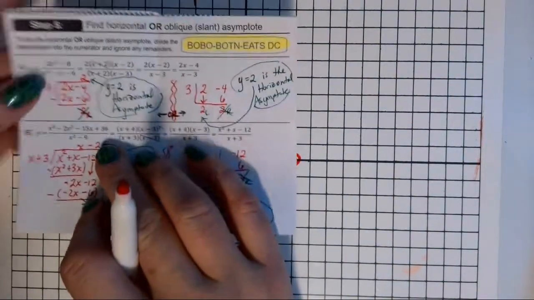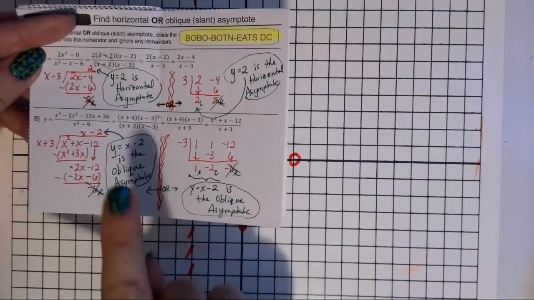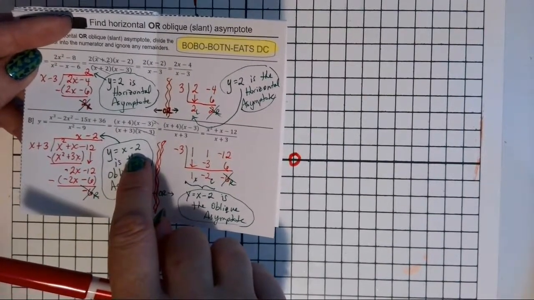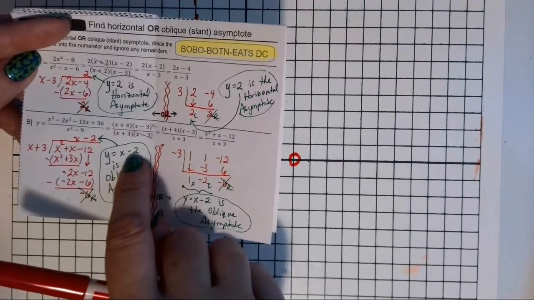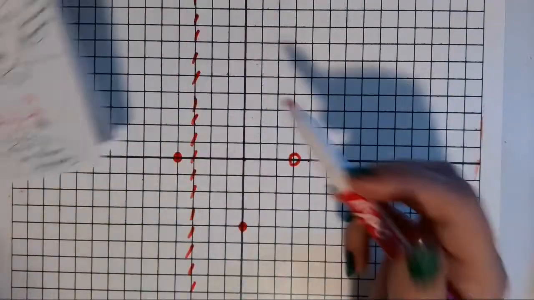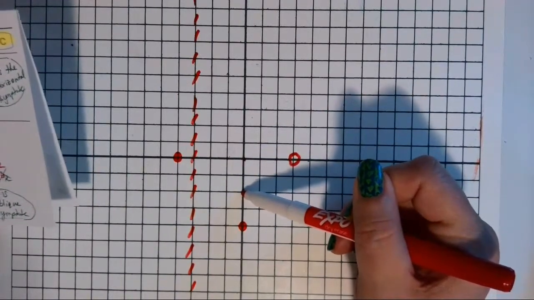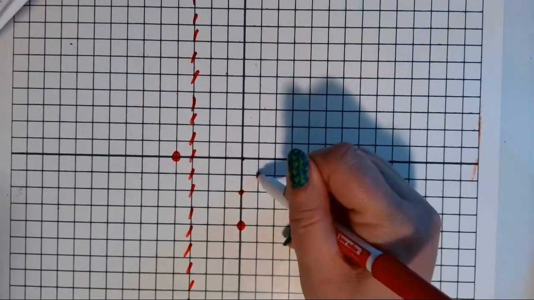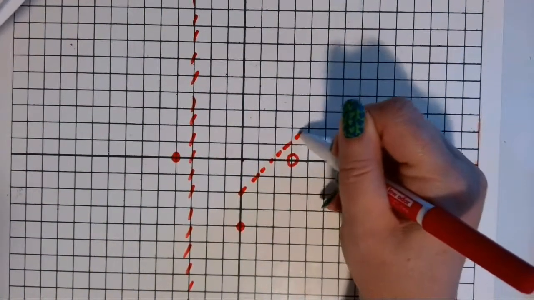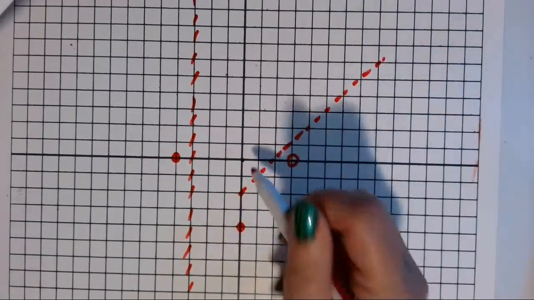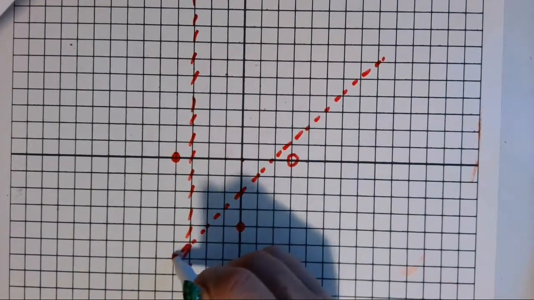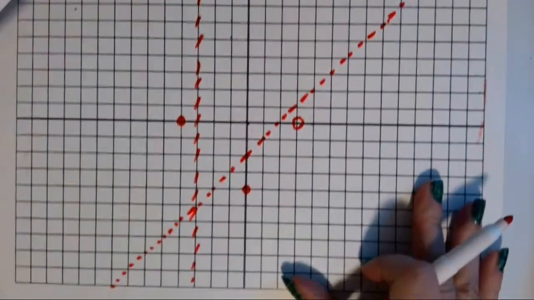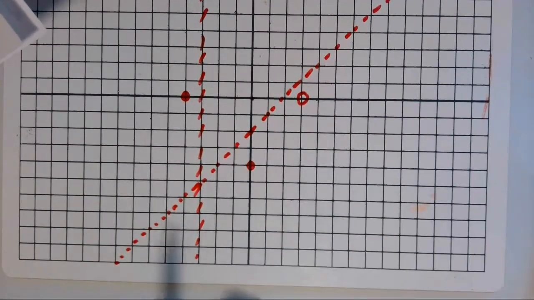Okay, then in step number 5, we found that problem B had an oblique or slant asymptote at y equals x minus 2. So that's linear, that's a diagonal line. So we're going to come down -2, there's my y-intercept. The slope is 1, so this would be the diagonal line that makes my oblique asymptote. Oblique just means slant. And that would be the slant or oblique asymptote.